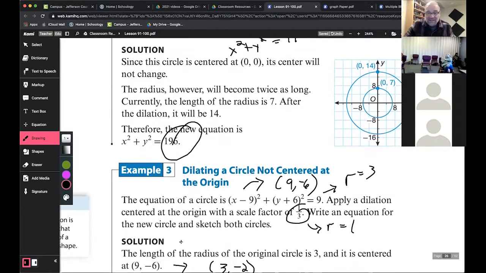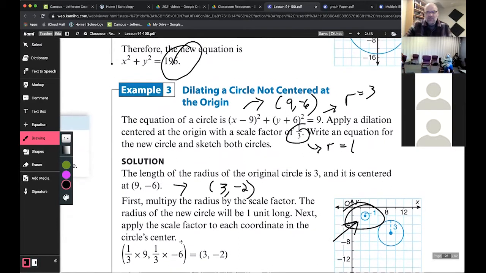Okay, so if it's not in the center, and this is the tricky one, you're still doing the same dilation. This time the scale factor is 1/3, so you're multiplying by 1/3. So 9 times 1/3 is 3. Actually, no. The radius is 3 because the equation is 9. Remember, the equation is radius squared. So if radius squared is 9, that means the radius is 3. So dilating the radius by 1/3 will change it to 1.